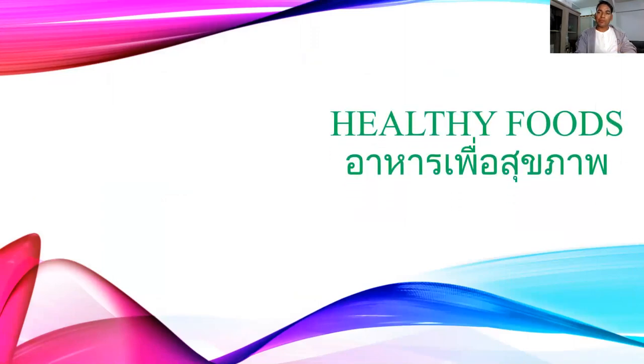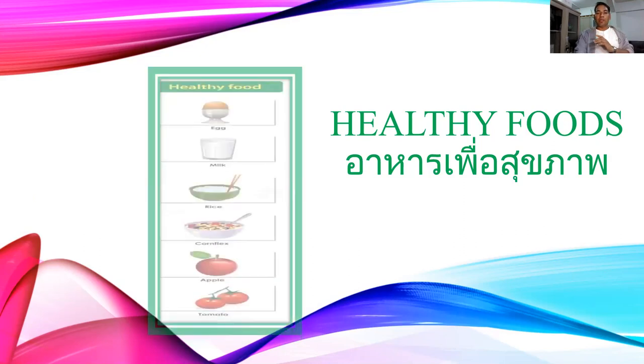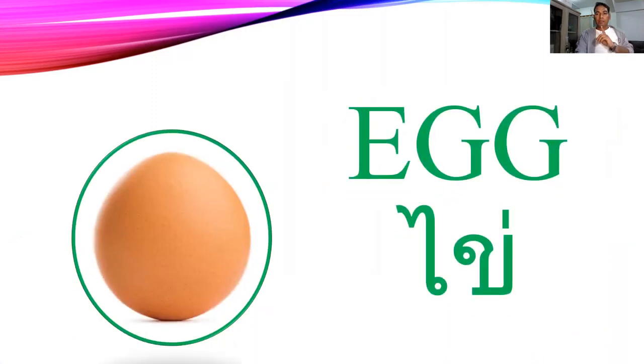Healthy foods. First of all, we start from the healthy food. Which types of healthy food? Number one, you can see egg. The spelling is E-double-G. Egg means, you can read in Thai and see this picture for more understanding. This is healthy food. Very good.